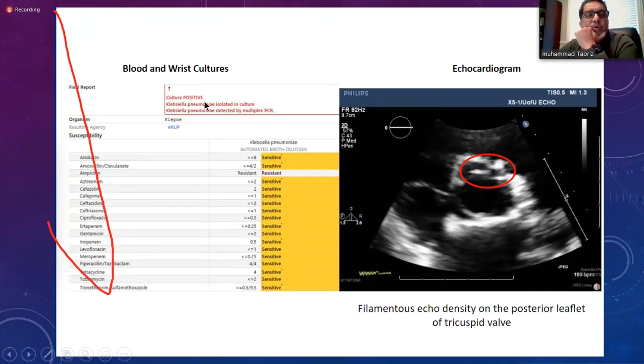So this patient grew Klebsiella again, like 2 months ago from the liver. Now it's growing in blood and wrist culture, Klebsiella. The patient had an echocardiogram which shows a tricuspid valve vegetation.